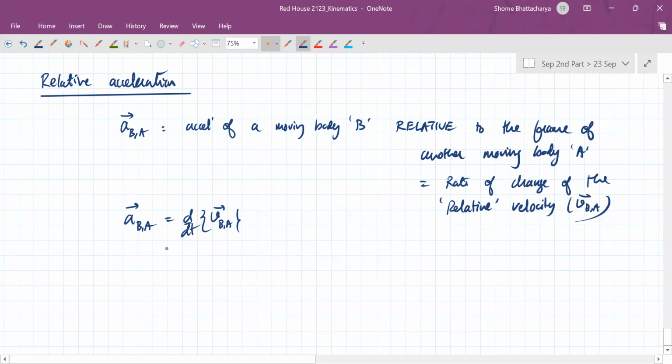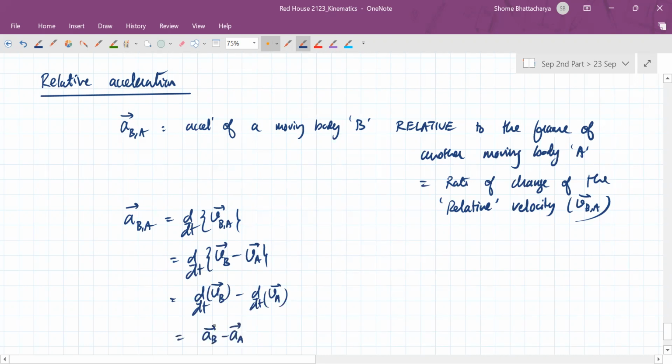Okay, so it's an instantaneous rate of change with that. And just now we saw that the definition of relative velocity is the velocity of B in ground frame minus the velocity of A in ground frame. So operating this, it becomes rate of change of VB minus rate of change of VA. So it becomes acceleration of B minus acceleration of A. So we get this symmetrical definition here also.